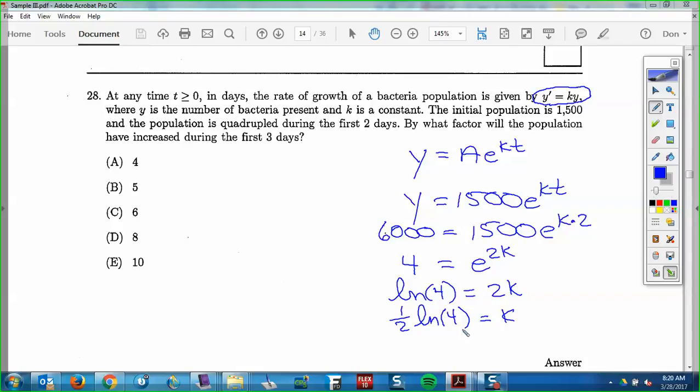Now, before I go any farther, there's something that would make my life a lot easier right now. What can I do with this 1/2 ln 4? I can put this 1/2 up there as a power. What's 4 to the 1/2? 2. So this becomes just ln 2. Okay? So now what do I got? Now I got y equals 1,500 e to the ln 2 times t. Right?